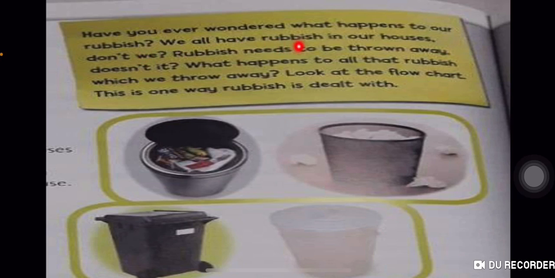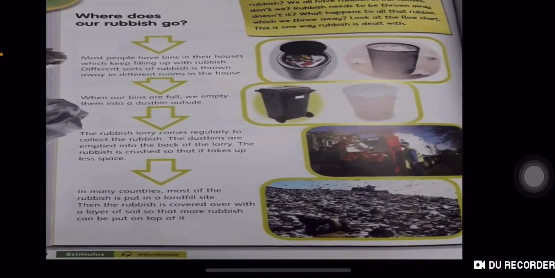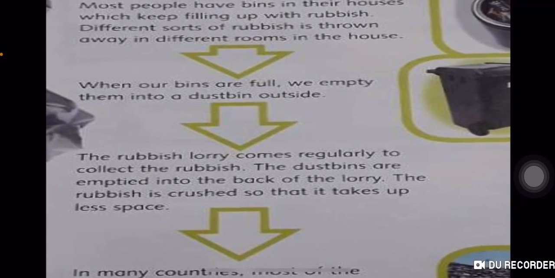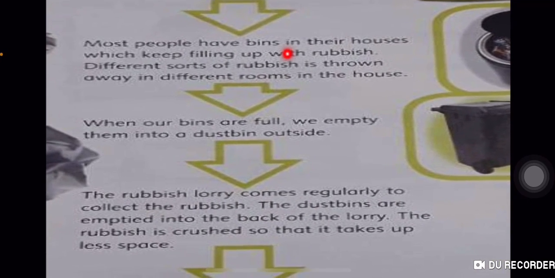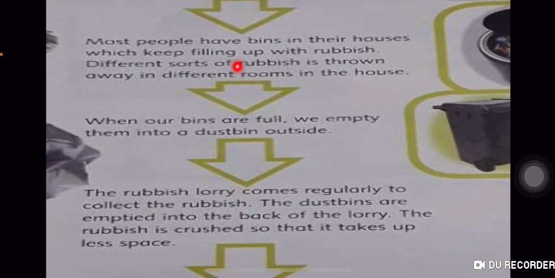Now we are going to read Language Book Unit 15. Have you ever wondered what happens to our rubbish? We all have rubbish in our houses, don't we? Rubbish needs to be thrown away, doesn't it? What happens to all that rubbish which we throw away? Look at the flow chart. This is one way rubbish is dealt with.